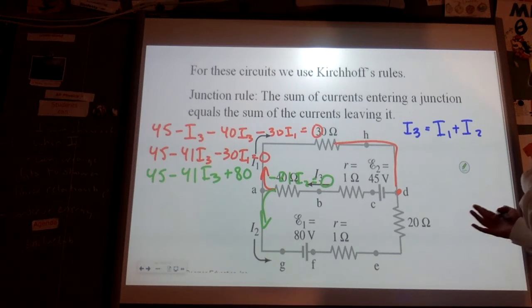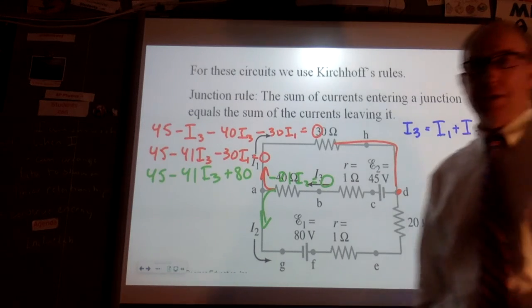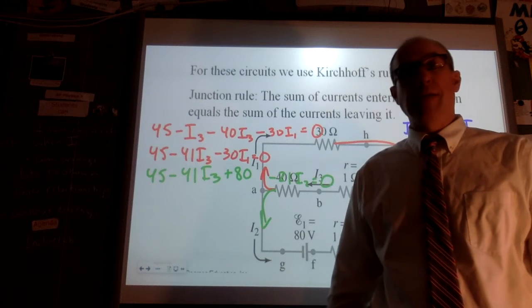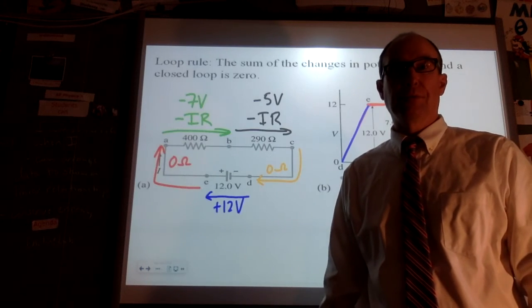And so I have three equations and three unknowns. This is solvable. There's not enough time on the test for you guys to have to do that. I use the rules for the loop.